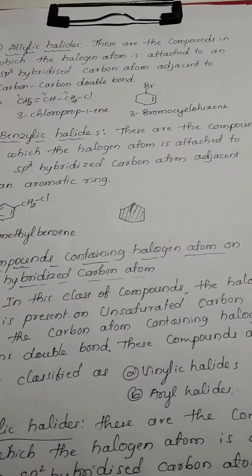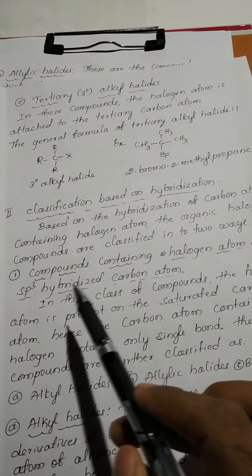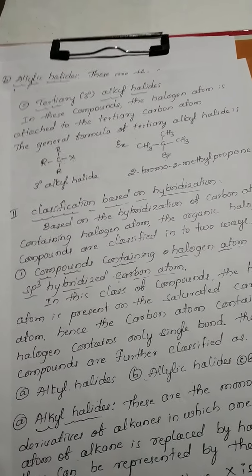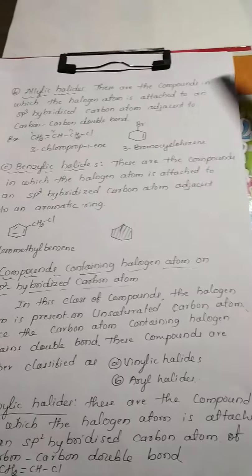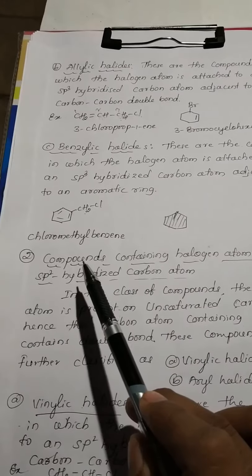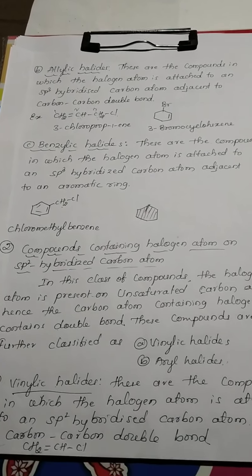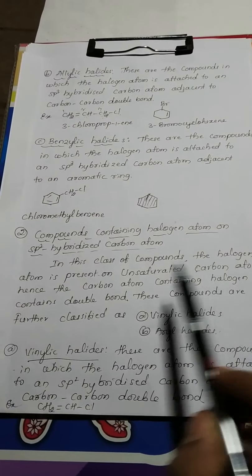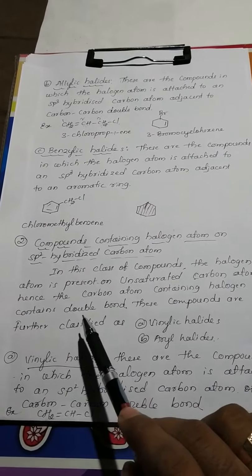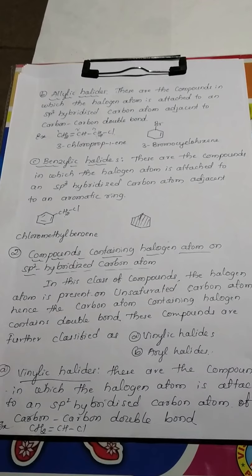Okay, already I have told you another classification, classification based on the hybridization. There are two types: compounds containing halogen atom on sp3 hybridized carbon atom, in which there are allyl halide and benzylic halide. Now I am going to discuss the compounds containing halogen atom on sp2 hybridized carbon atom. In this class of compounds, the halogen atom is present on the unsaturated carbon atom. Hence, the carbon containing the halogen contains a double bond. The compounds are further classified as vinylic halides and aryl halides.